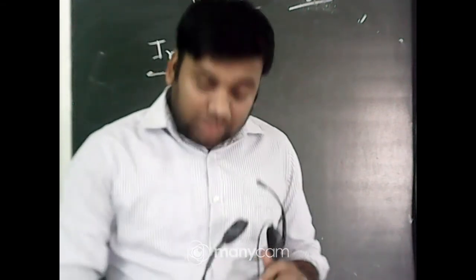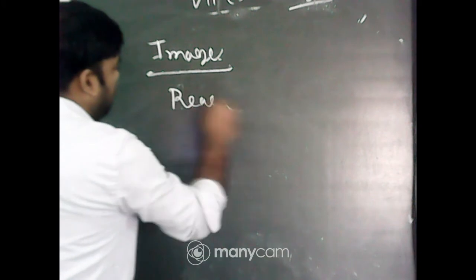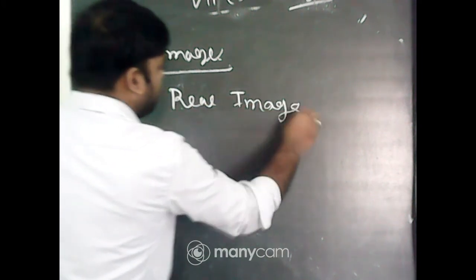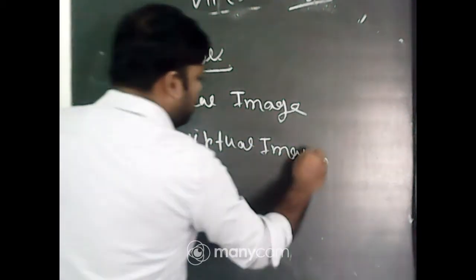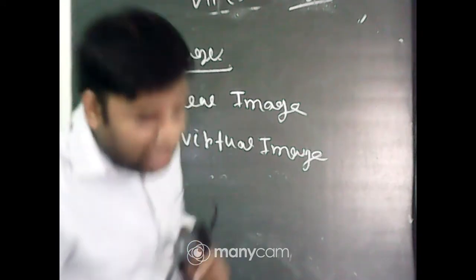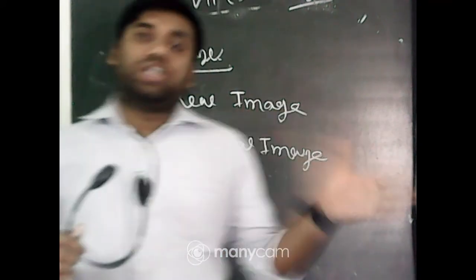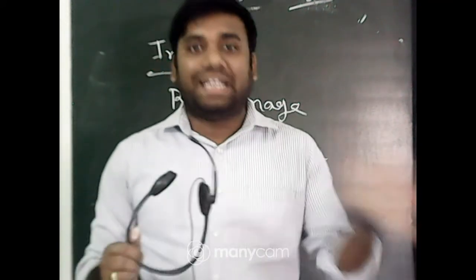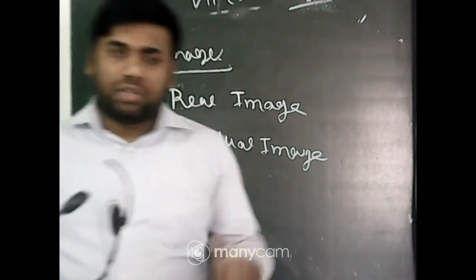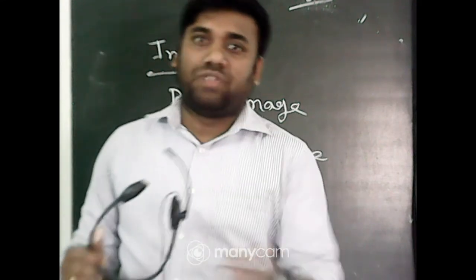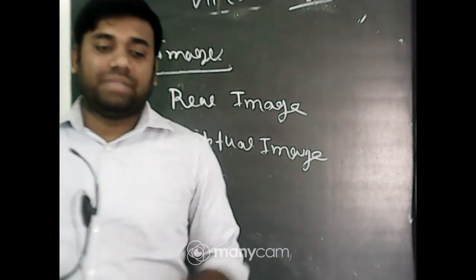Now some properties. Two things are to know: what is a real image and a virtual image. Students, real image means when light rays actually converge, actually intersect, actually meet at a point, then a real image is formed. And virtual image means when it appears to converge or appears to diverge, it seems as if the light is coming from there. That time it is a virtual image.